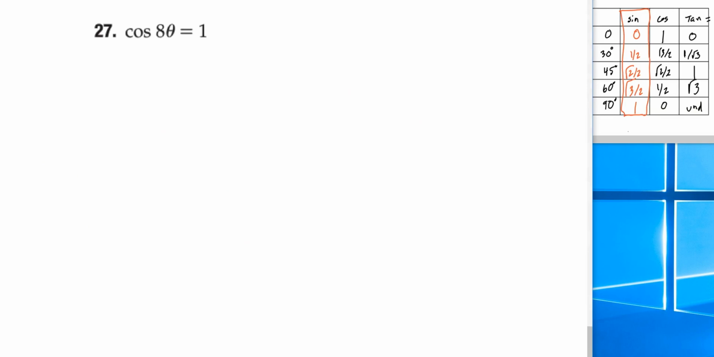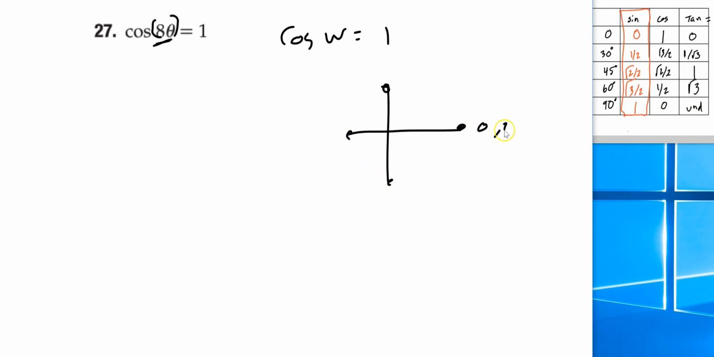Last one, and we'll stop. So this one, cosine 8 theta equals 1. Remember, don't overthink it. What you do here is you just ignore the 8 till the end. Just solve cosine w equals 1 or something. So where does cosine equal 1 at? It's at 0 and 2 pi, pi over 2, pi, and 3 pi over 2. And again, this keeps on going forever and ever.